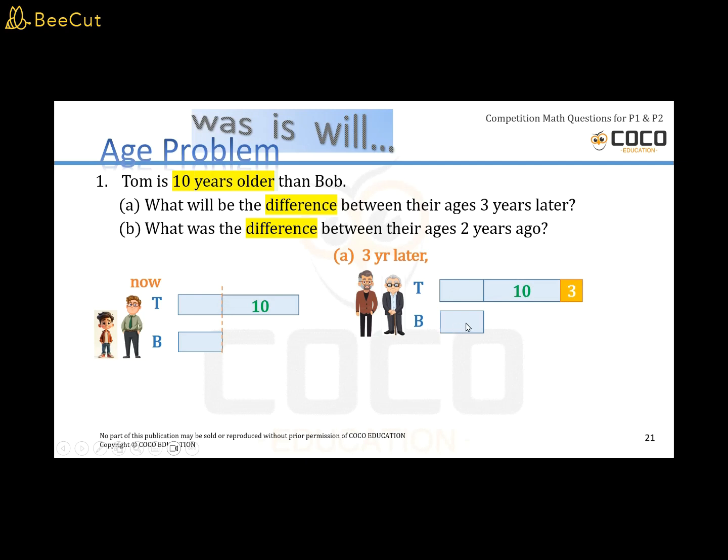Bob's bar is also getting longer. How much longer? 3 longer. Remember, they're getting older together. What is the difference? If we swap the two boxes, you will see the difference is still 10. It means that Tom is still 10 years older than Bob.